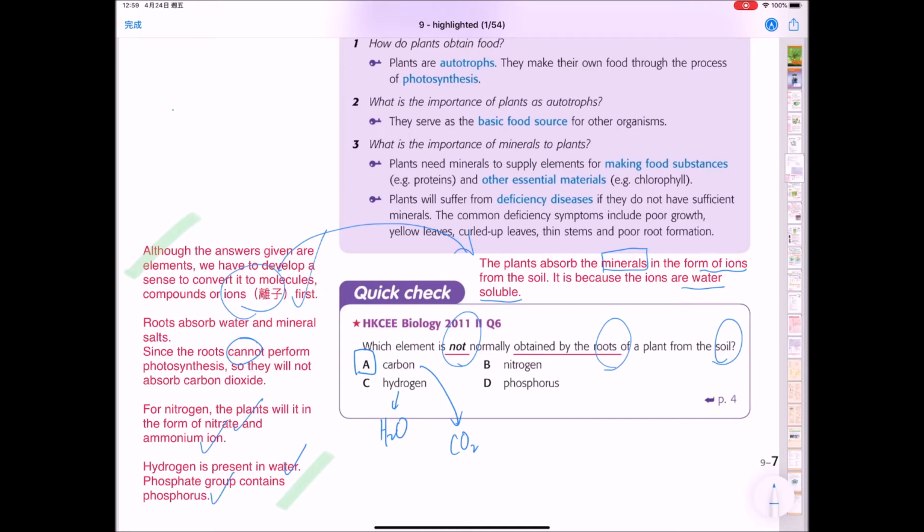If the answer also included one more, for example E, oxygen, it can also be absorbed by the root because they absorb it in the form of O2 for respiration, right? So that's for this question.